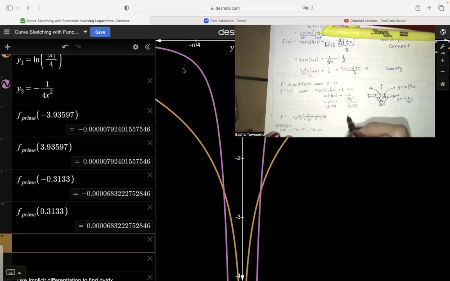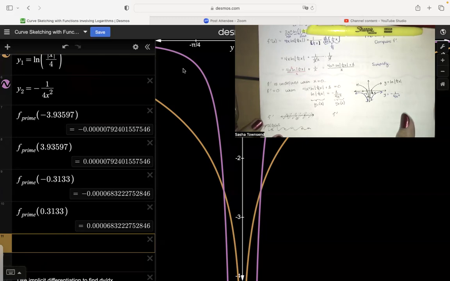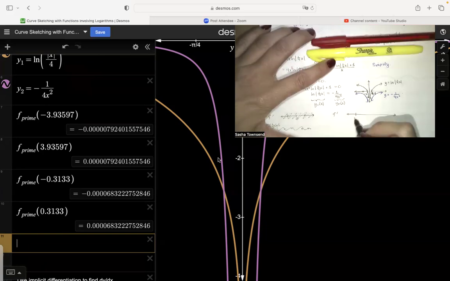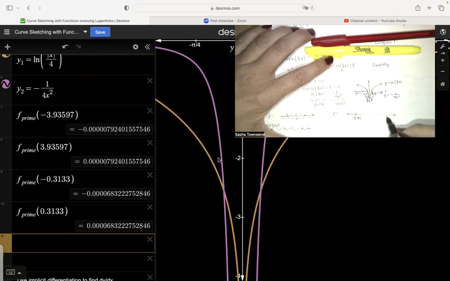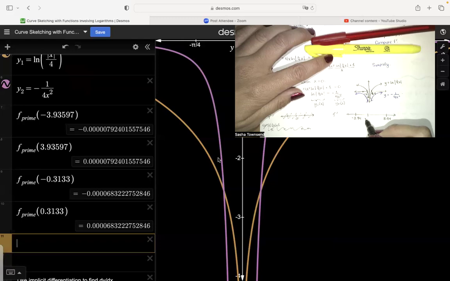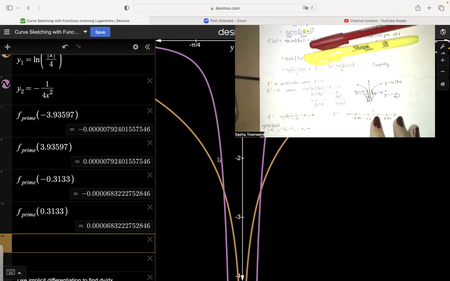Make another number line over here. So we had that -3.94 approximately and +3.94. And then we had -0.31 and +0.31. And then we had that 0 where the original function was undefined. So we have to look at the sign of f prime on this interval, this interval, this interval, this interval, this interval, and this interval. And that's relatively easy to do.